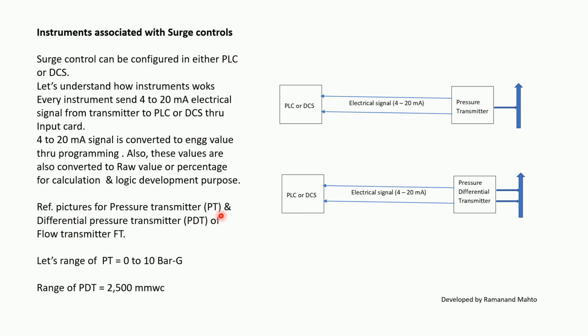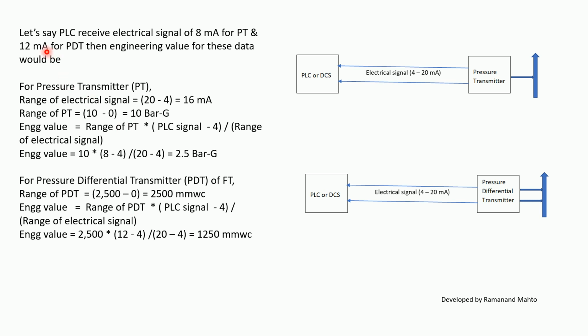The pressure transmitter we call PT, and the differential pressure transmitter for flow is called PDT or flow transmitter FT. Let's understand the ranges: the range of this PT is 0 to 10 bar gauge, and the range of the PDT, which is the flow FT, is 2500 mmWc. Let's say the PLC receives an electrical signal of 8 milliamperes for PT and 12 milliamperes for PDT. Then how can we calculate the engineering values for these data?